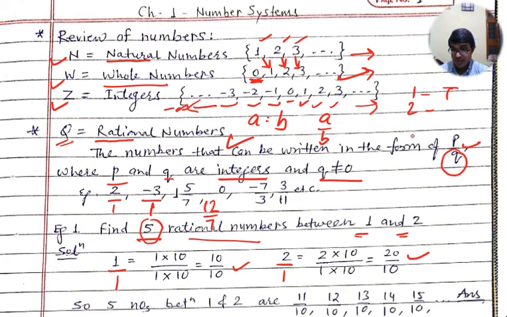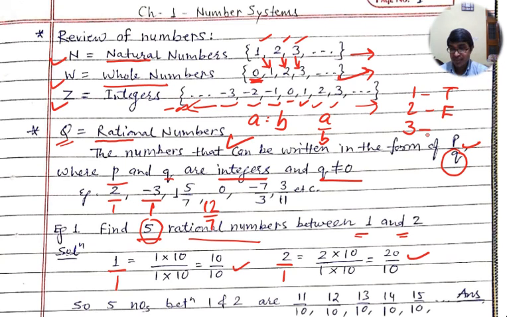The second statement says that every integer is a whole number. Here the integers are 0, 1, 2, 3, minus 1, minus 2, minus 3. But it says all integers are whole numbers. 0, 1, 2, 3 are there, but minus 1 and all negative numbers are not in whole numbers. So we can say every integer is a whole number is a false statement. So the second statement is false.